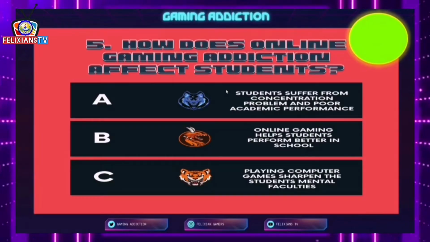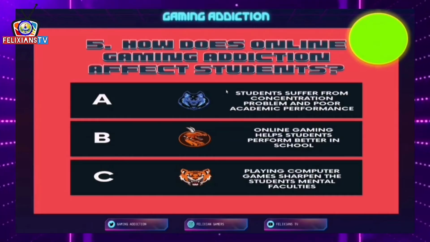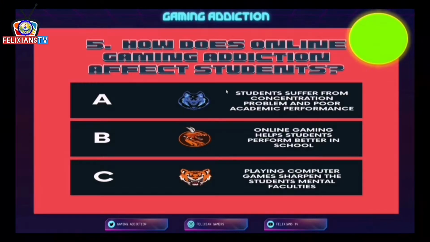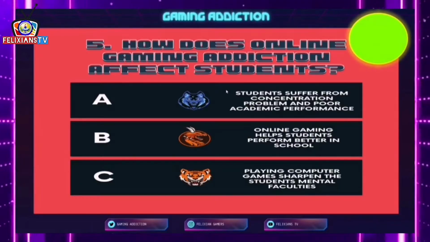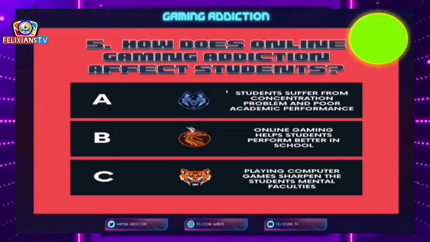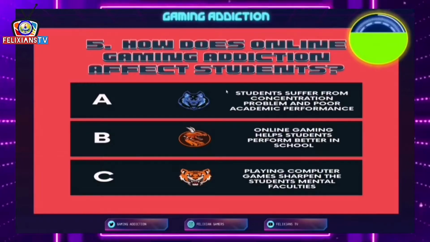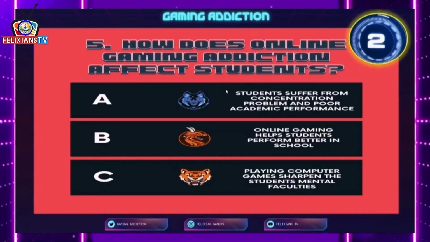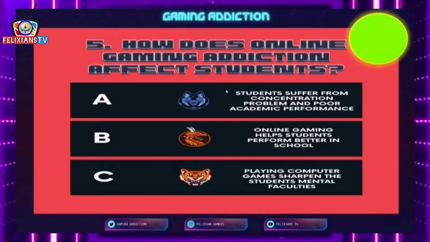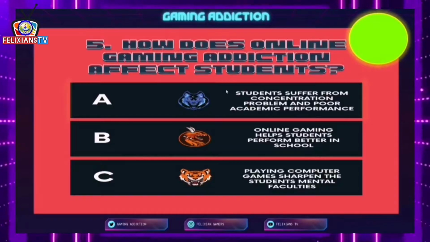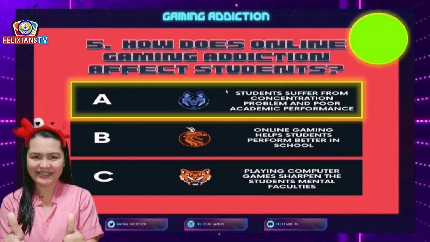Last, number 5. How does online gaming addiction affect students? A. Students suffer from concentration problems and poor academic performance. B. Online gaming helps students perform better in school. C. Playing computer games sharpens the students' mental faculties. And the correct answer is letter A. I know you can do it.